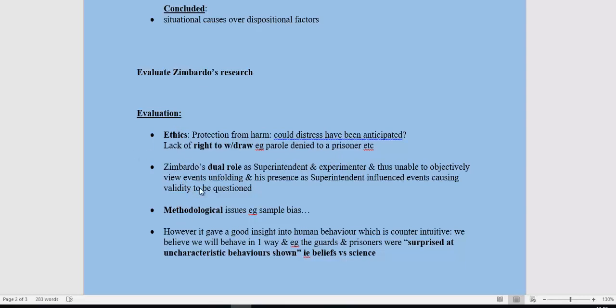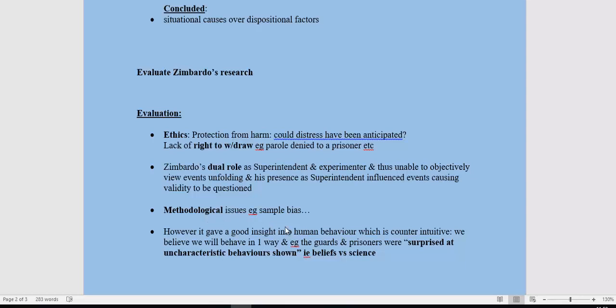You could talk about something completely different, so Zimbardo's dual role. And obviously, if he's playing both roles, he couldn't objectively view the events unfolding, and also his very presence as superintendent would have influenced the events, and that really causes us to question the validity of the whole experiment.